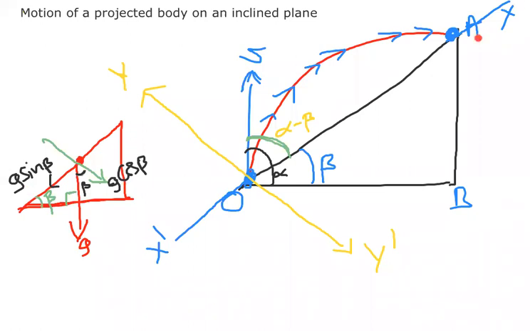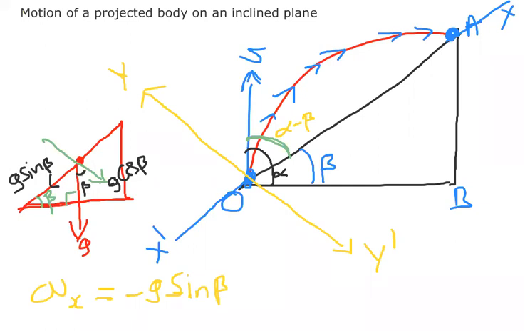This one I am taking as positive x direction and negative x direction, positive y direction and negative y direction. Observe, g sin beta is downward, down the plane. So I can write the acceleration along the x-axis as minus g sin beta. So this is the acceleration along the x-axis.